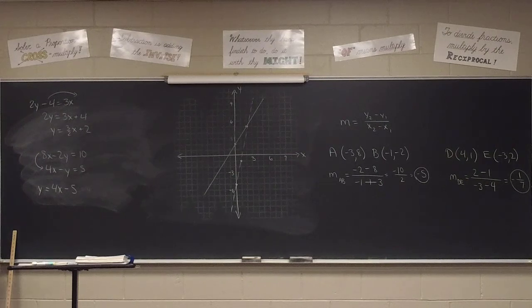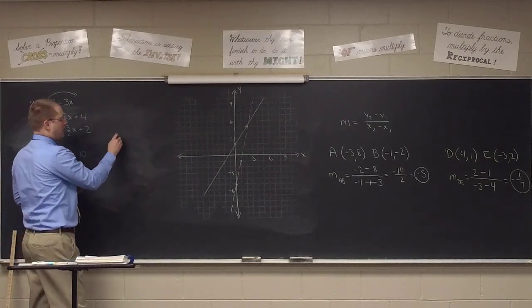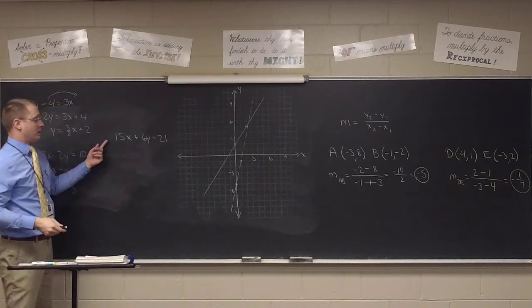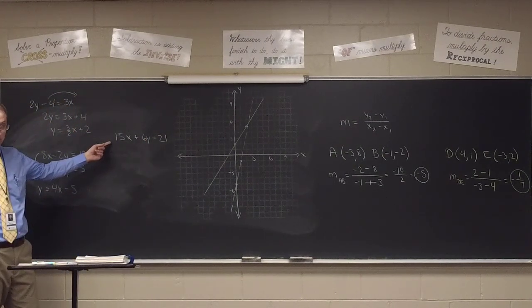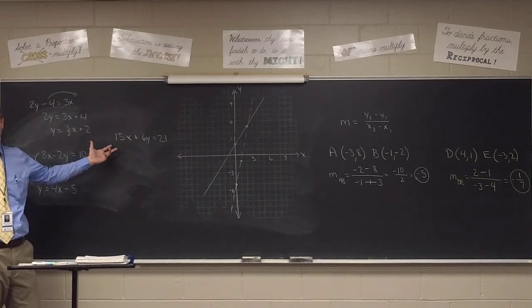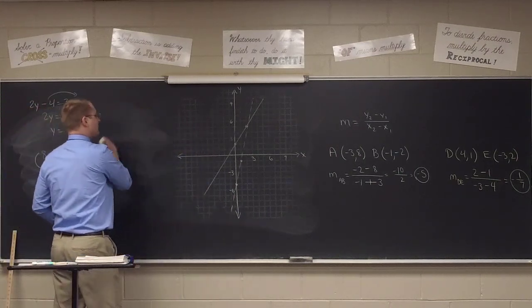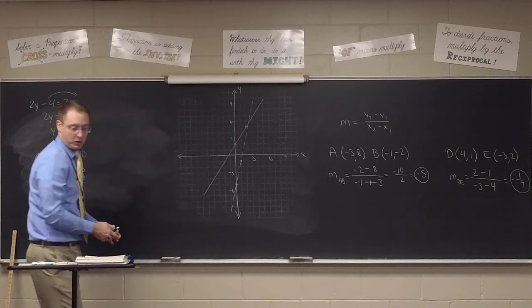Okay. You could do that with any number, right? For instance, if I saw 15x plus 6y is equal to 21, does anyone see what number I could knock out of everything? 3. I could knock a 3 out of everything. It just makes my life a little easier, okay? So I love knocking numbers out and simplifying stuff because I'm lazy and I like easy numbers to work with.